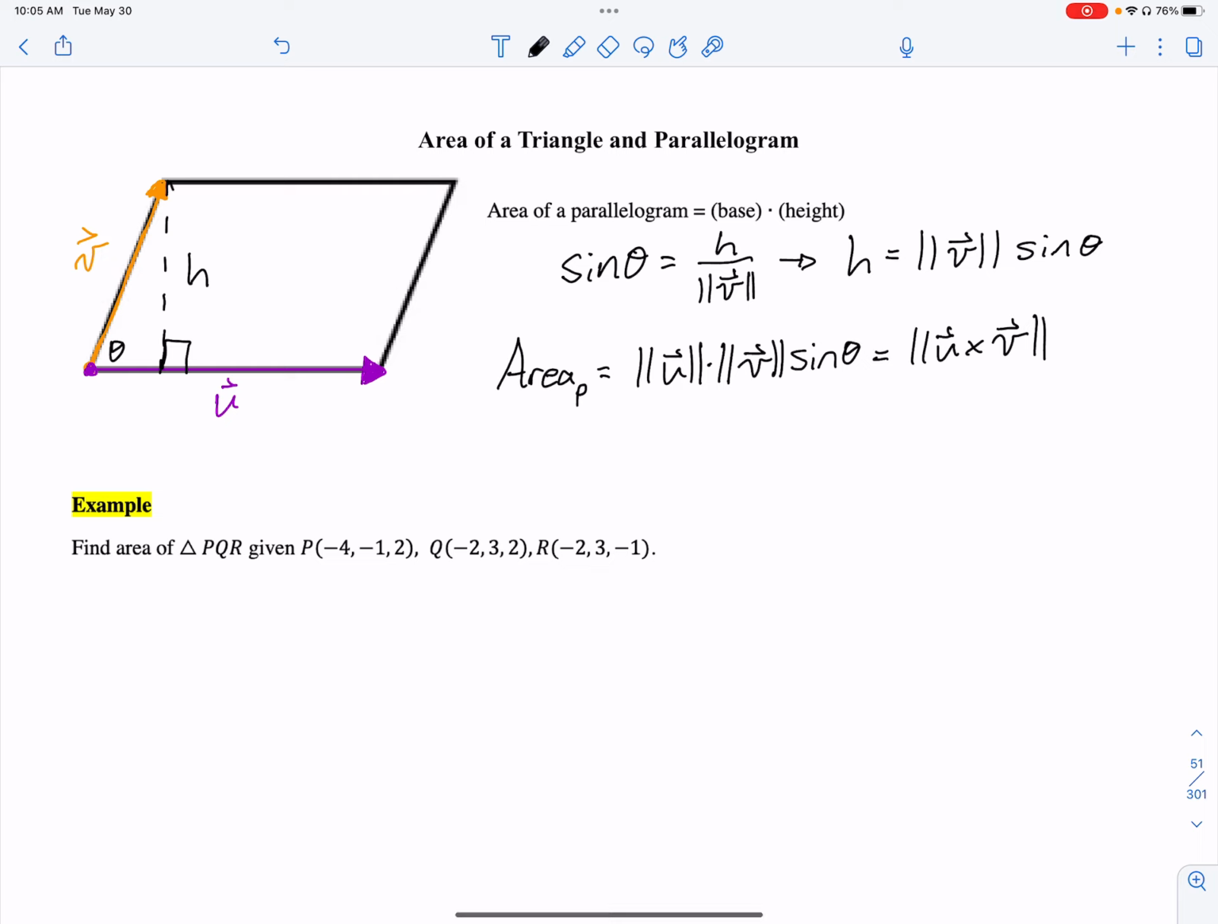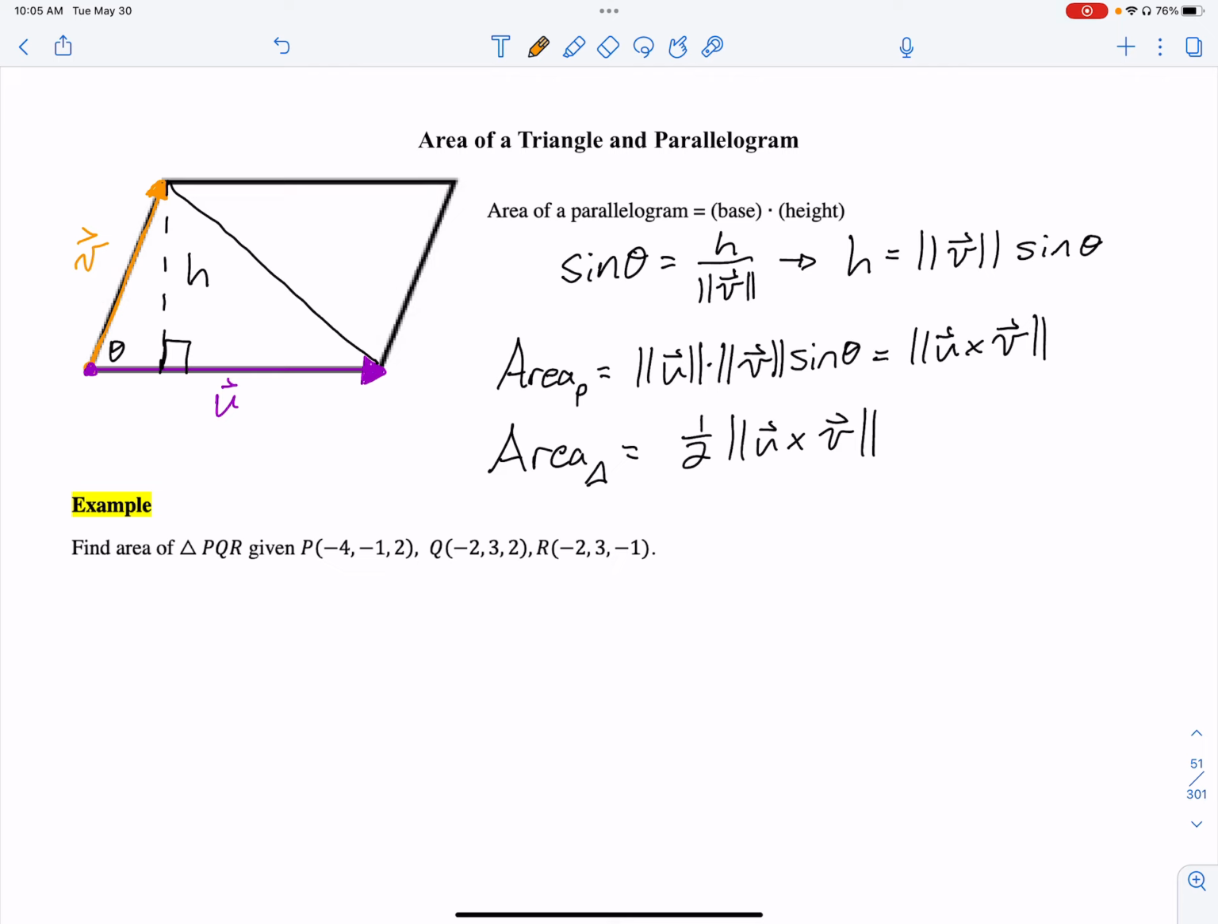Now, I can create a triangle out of this, given the two sides. And the area of a triangle, I'll draw a triangle there, is just half that: 1/2 times the magnitude of u cross v. It's a neat little formula there. Okay, let's do an example of this.